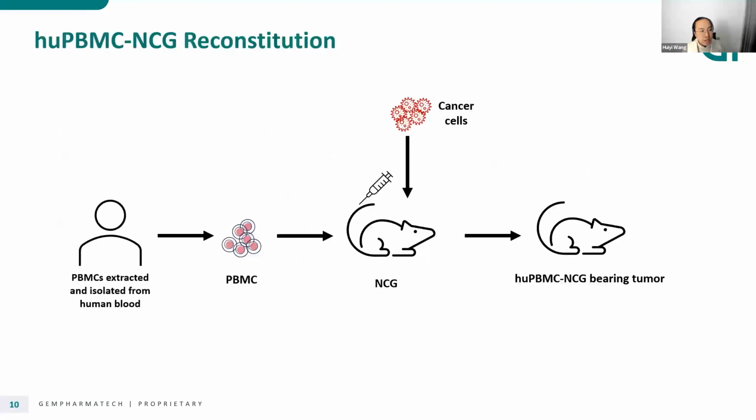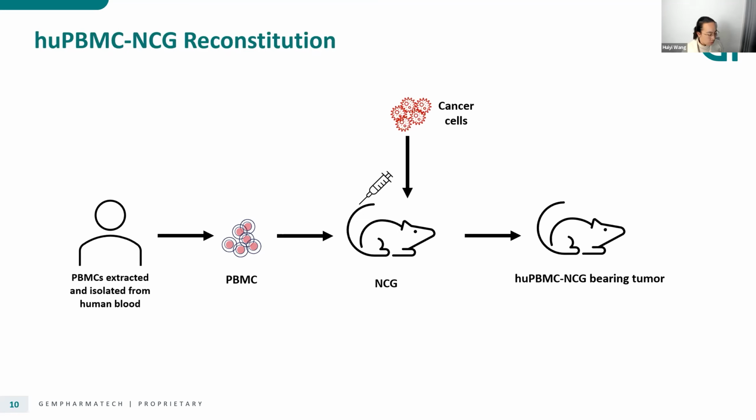How do we think? This is the workflow to construct the Huiyi PBMC NCG mouse model. Firstly, we will extract the PBMCs from healthy people, and then this PBMC is engrafted into the tumor-bearing NCG mice, and then this is the PBMC NCG tumor-bearing mouse model.